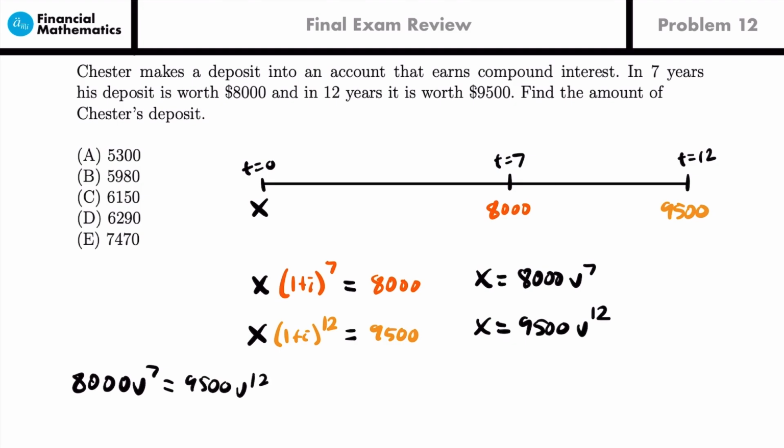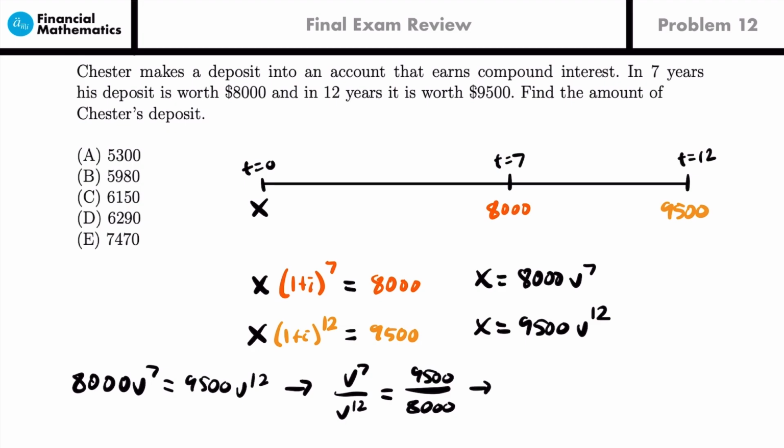Now what I'm going to do is divide both sides of the equation by 8,000 and divide both sides by V to the power of 12. So if we do that, we'll have V to the power of 7 divided by V to the power of 12 is equal to 9,500 divided by 8,000. And then V to the power of 7 divided by V to the power of 12 will become V to the power of negative 5.